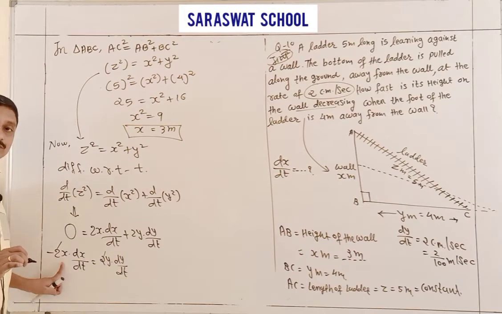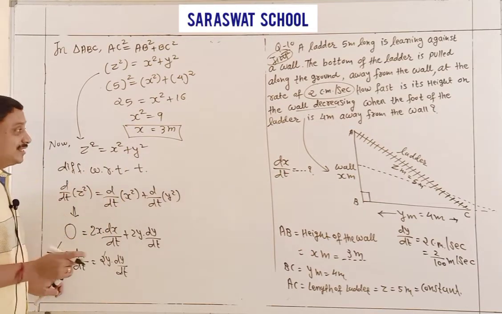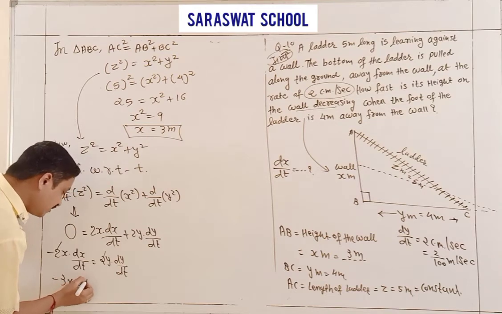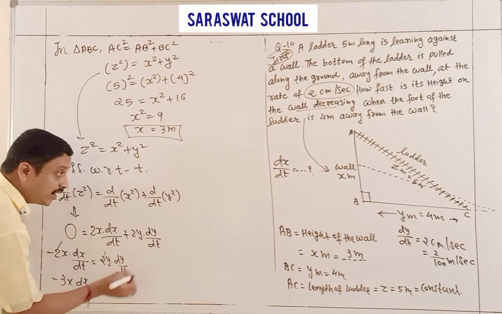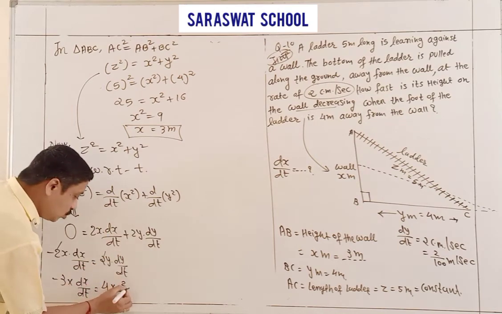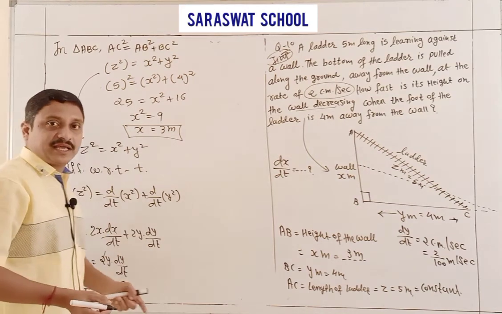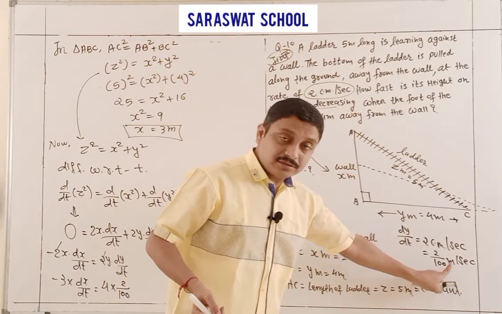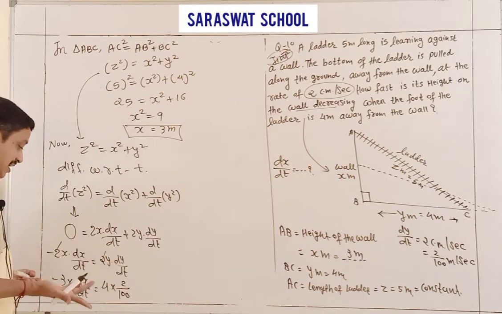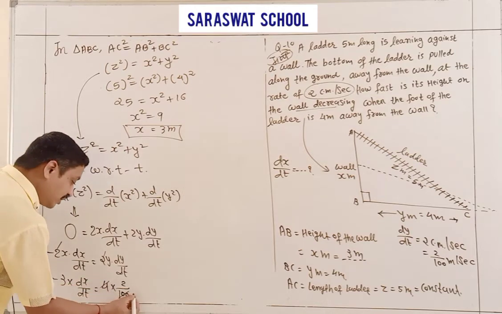And the x value is known, this is 3 meter. So minus 3 dx by dt, our target. Y is 4 meter and dy by dt is 2 by 100. Students, I calculate in meter because here we also utilize the meter value. And now it's easy, this cancels 4 and 25.